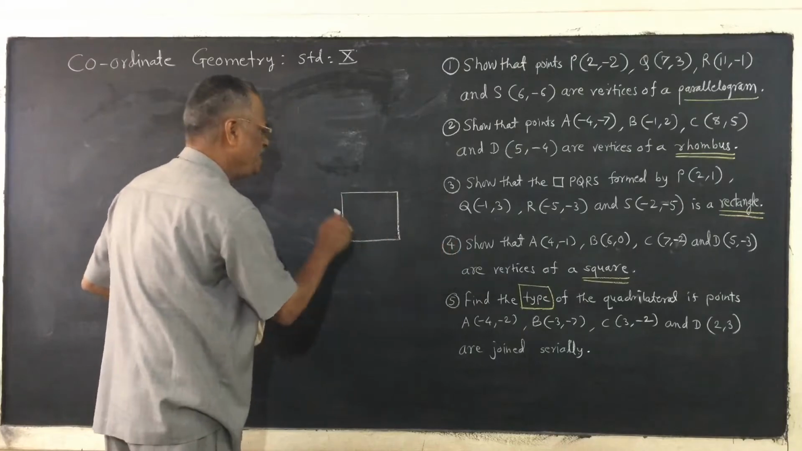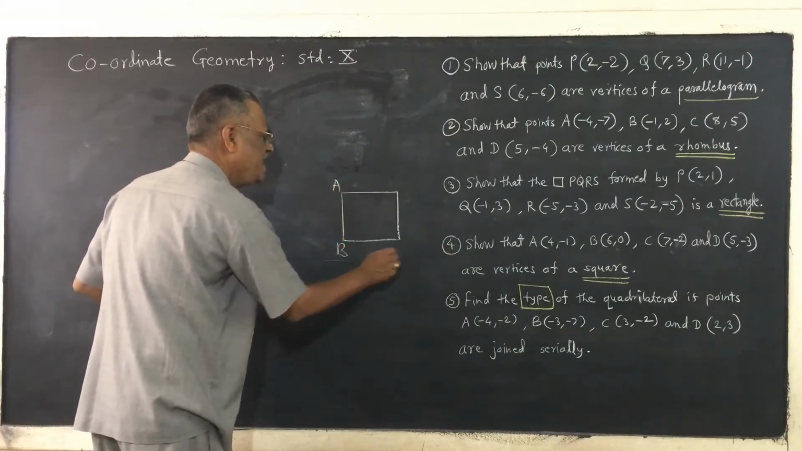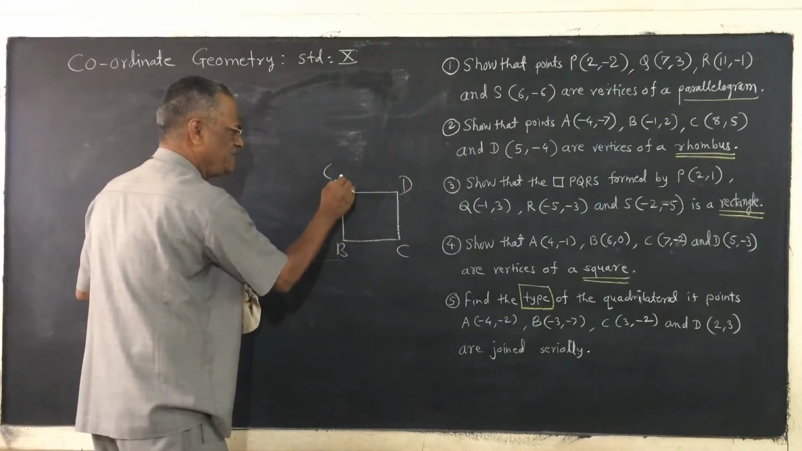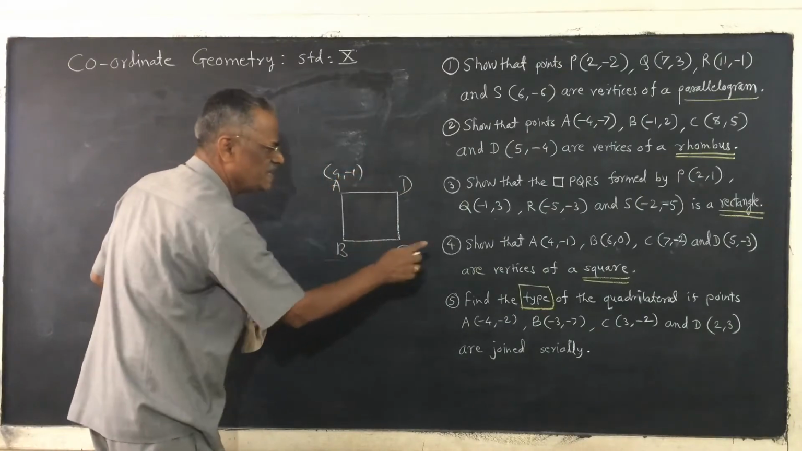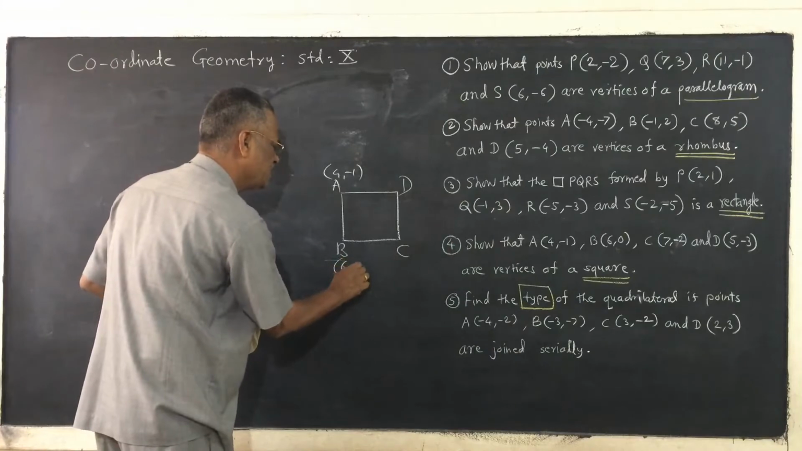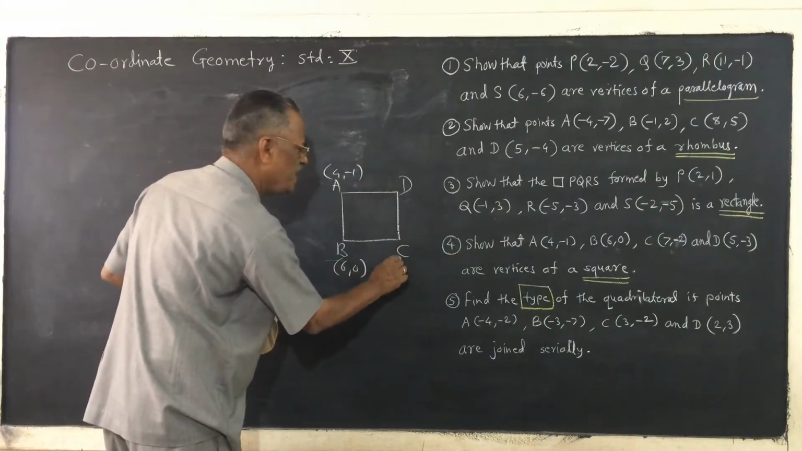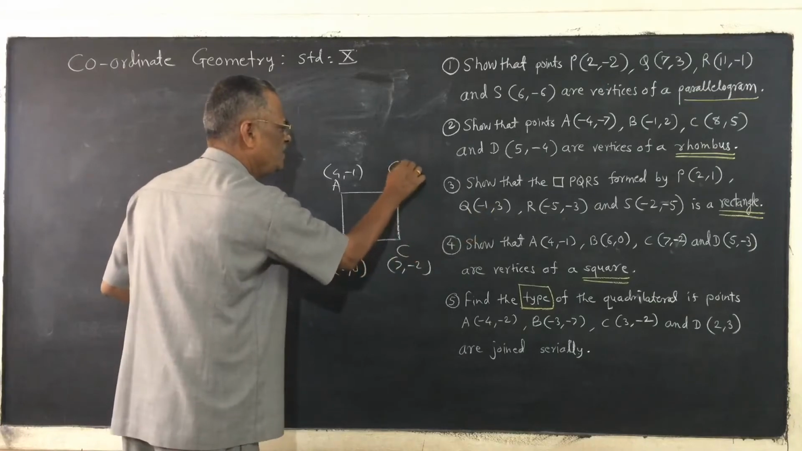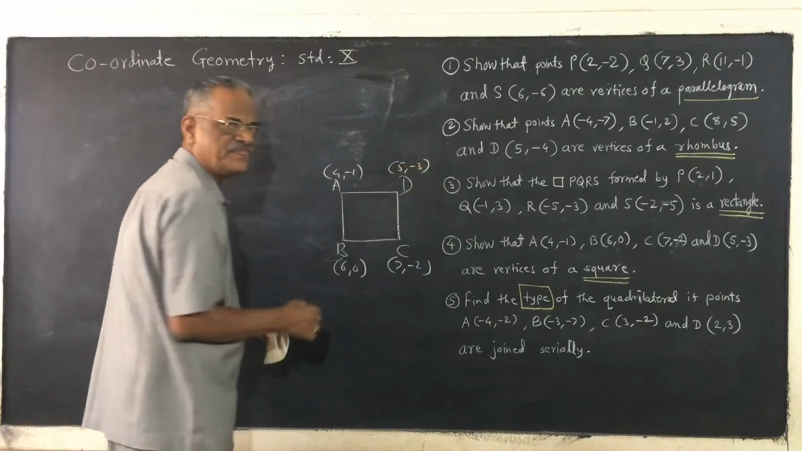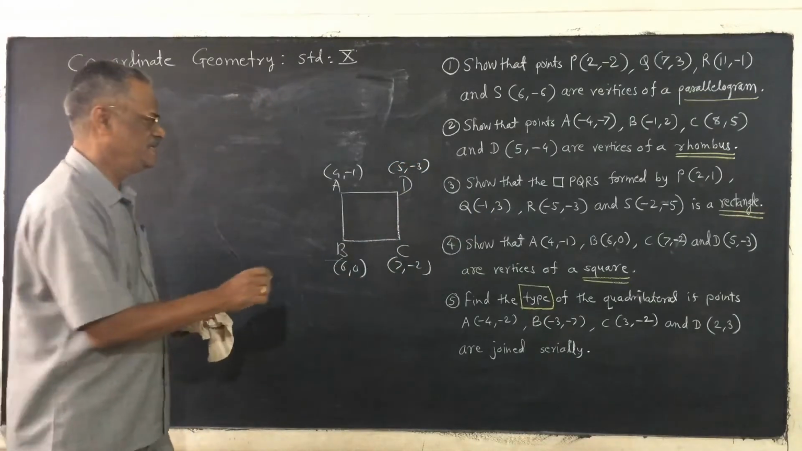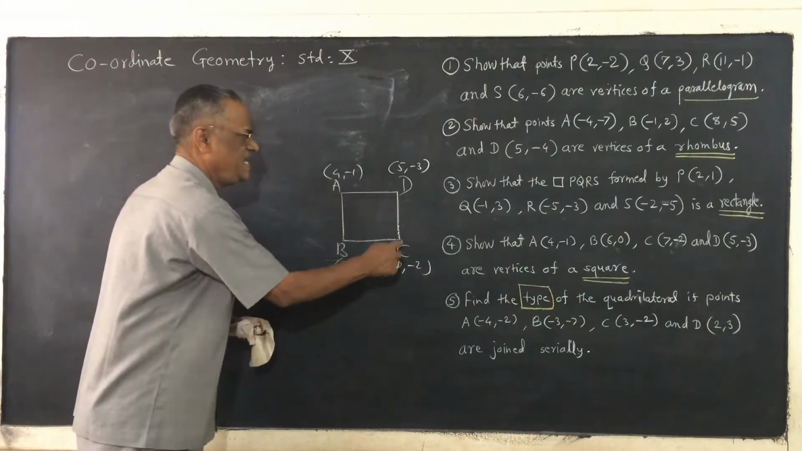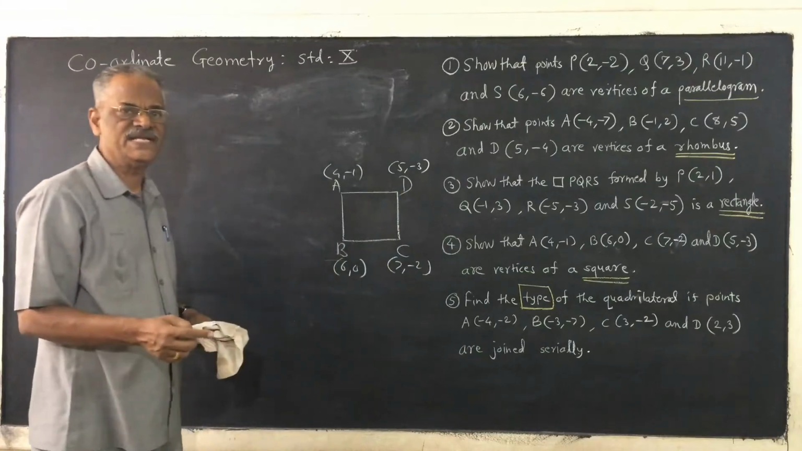Name it ABCD. What are the coordinates there? A coordinates 4, -1. B coordinates 6, 0. C coordinates 7, -2. D coordinates 5, -3. First, remember the property of a square: AB, BC, CD and AD, all sides are equal.